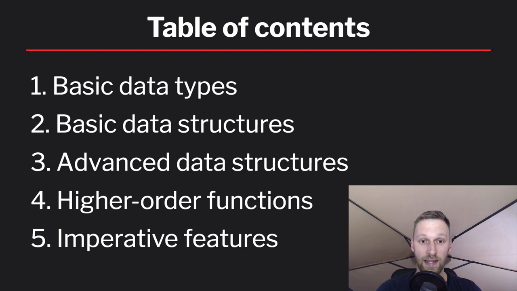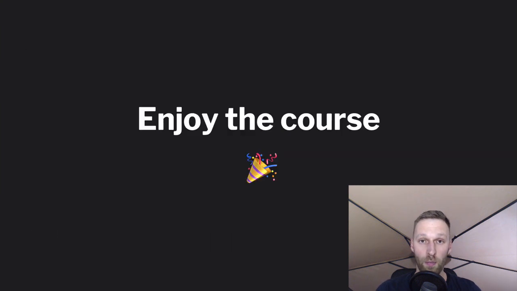Then, we will take a look at advanced data structures such as variant types, polymorphic variants, and lists. In the fourth section, you will learn that functions in Reason are first-class citizens. Moreover, we will talk about partial application, labeled parameters, and much more. In the last section, we will talk about Reason's imperative features such as exceptions, iterations, and mutations. I hope you will enjoy this course and learn many new things, not only about Reason itself, but also about functional programming in general.